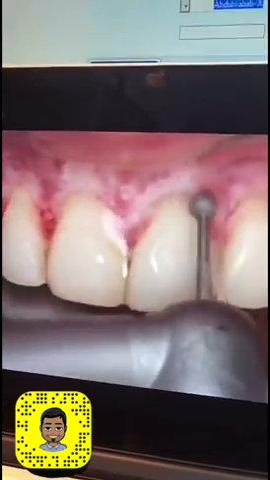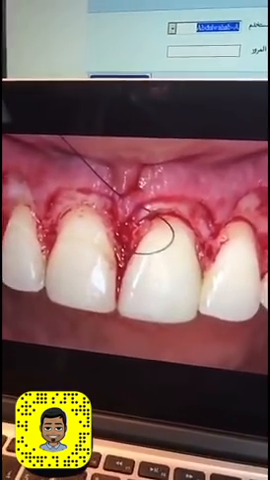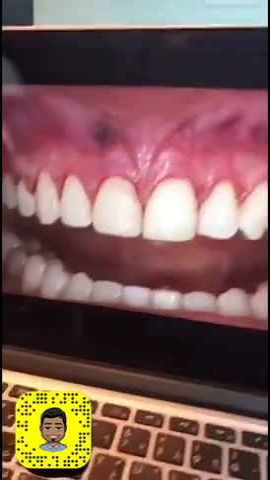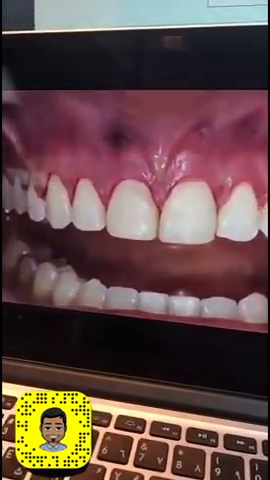The whole bone and an osteoplasty is performed, and the flap is sutured back to its normal position, and you can expect very good long-term stability right here.